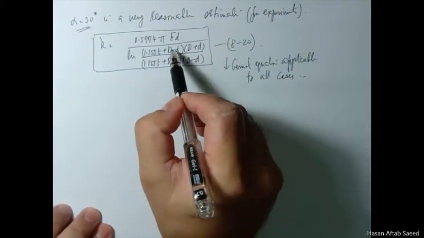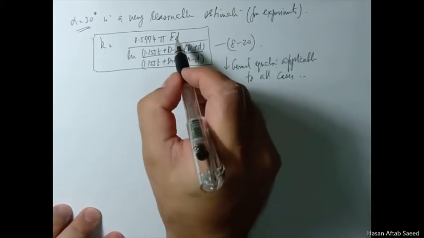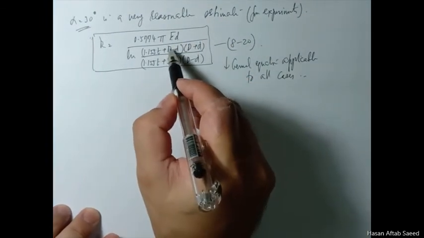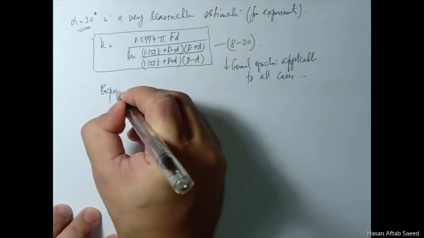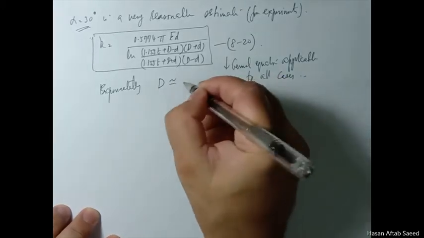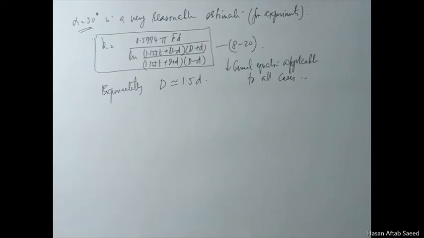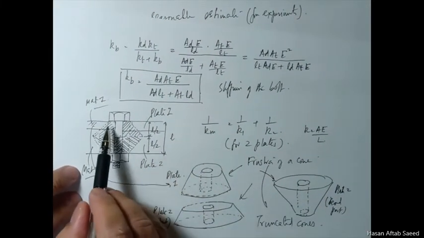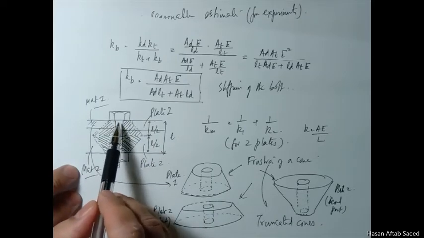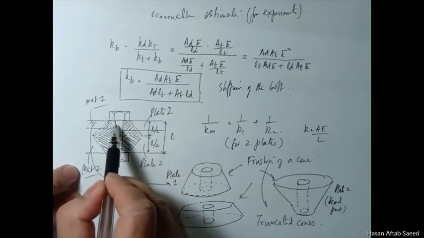Now, some discussion about this. This D is known. This D is the major diameter of the bolt. But what about D? Again, experimentally, D is 1.5 times d. So what we are talking about here is we want to find out the compressed area or the compressed diameter here, and in this case, that is simply 1.5 times the diameter of the bolt.